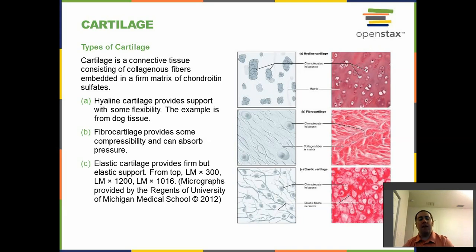Fibrocartilage is very, very strong. It only bends a little bit. Fibrocartilage is found primarily in 2 locations. One of them is called the pubic symphysis, which we'll learn about in the skeletal lab. But it is where the 2 halves of your pelvis come together. So if you imagine you have a pelvis, and right in the front there's bones that come together. Between those bones is fibrocartilage.